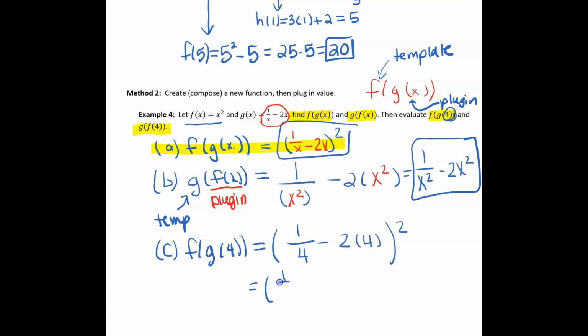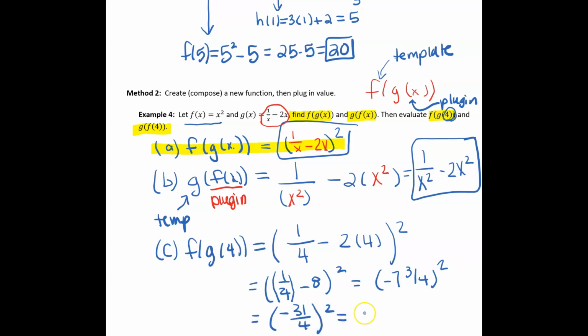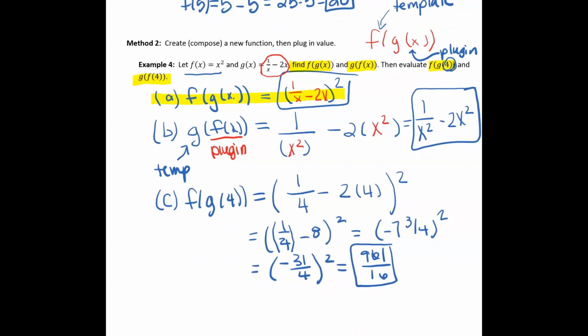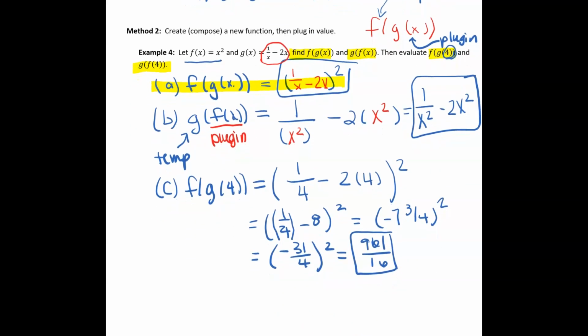So this gives me 1/4 minus 8 squared. So see, 1/4 minus 8 gives me negative 7 3/4. Or you could use your calculator again. Whenever you use your calculator, always put those fractions in parentheses and then square it. And when I square that, if you want the improper fraction, that would be negative 31 over 4 squared. And then that gives me 961 over 16, writing it as an improper fraction. I always like improper fractions. They're very exact. You don't have to worry about rounding. So when in doubt, write as a fraction. And again, your calculator can help you with that.